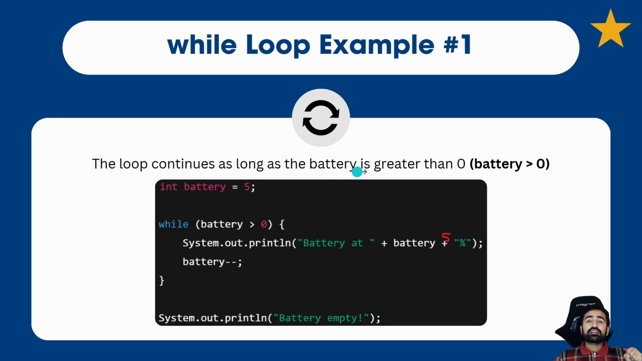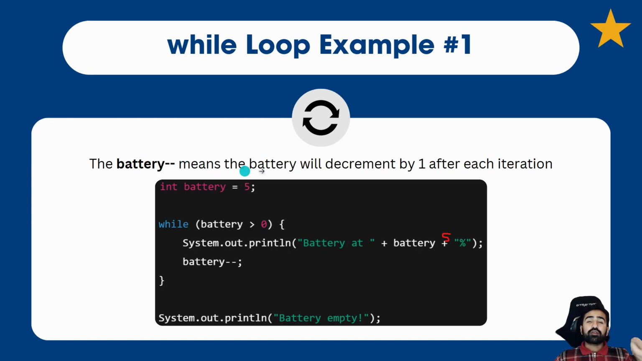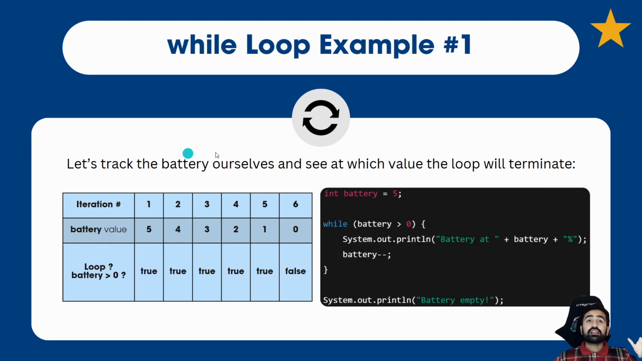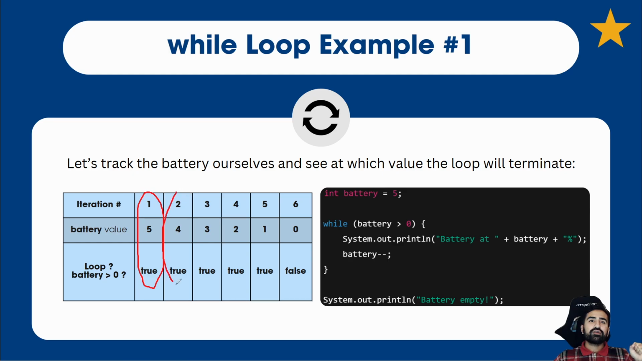This loop continues as long as the battery is greater than 0. Battery minus minus, like we said, indicates that the battery value is going to decrement by 1 after each iteration. Let's track the battery. All right, so iteration 1, we have 5. Of course, it's greater than 0. So now our new battery value goes down. 4 is still greater than 0, so we go to the next one. 3 is still greater than 0, so we're satisfying that condition. We go down again. 2 is greater than 0, so we keep going. Well, 1 is greater than 0 too, so we keep going.